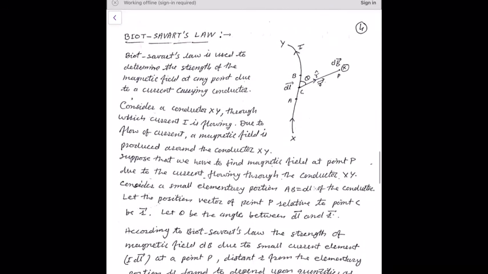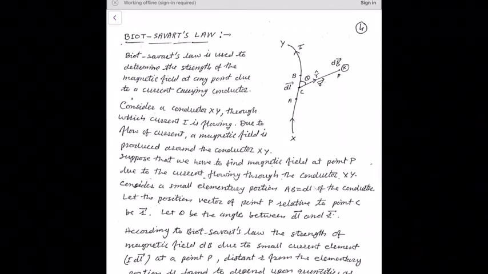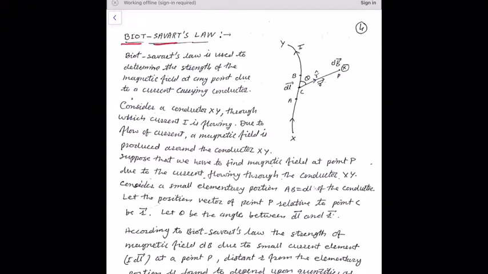Next, it is important, Biot-Savart's law.